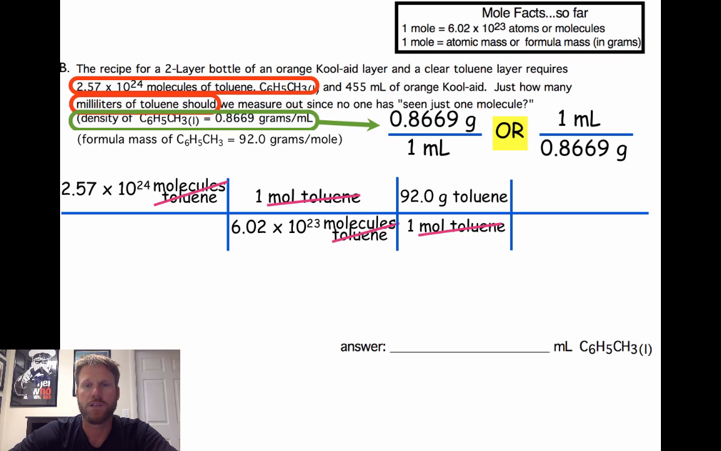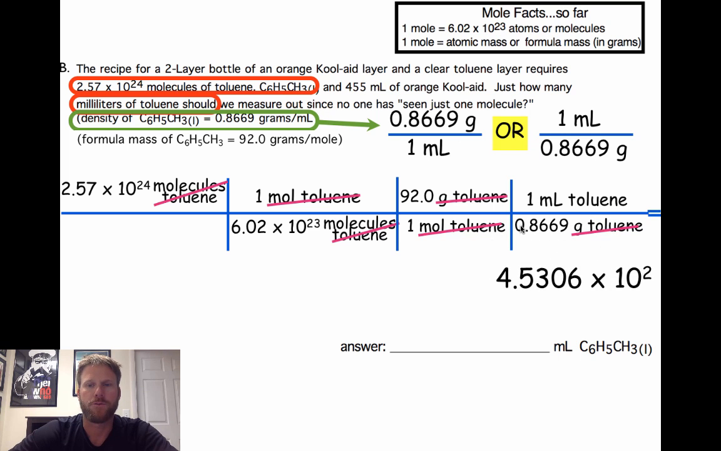Which way do we need to use it this time? We want the grams to cancel. So that means the grams need to be on the bottom. So this is the conversion we're going to use this time. So 0.8669 grams of toluene on the bottom and a milliliter of toluene on the top. That will get our grams to cancel. Now we can multiply and divide, and we'll get 4.5306 times 10 to the second, which has too many sig figs. The number we started with had 3 sig figs, so our answer has to have 3 sig figs. This would simply be 453 milliliters.